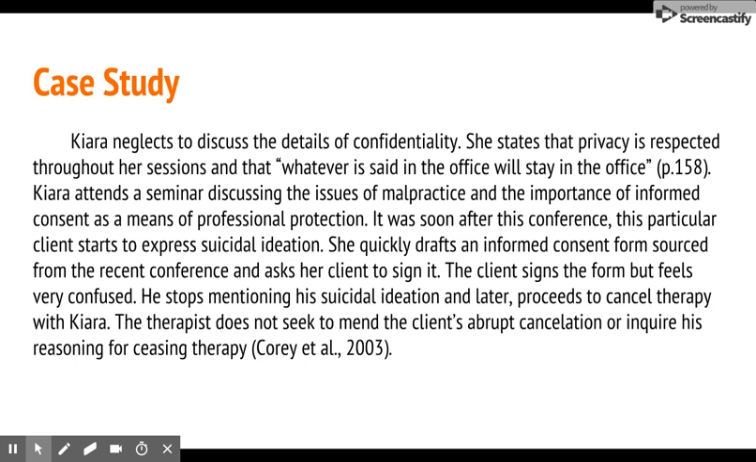It is soon after this conference that this particular client starts to express suicidal ideation. Now, Kiara hastily drafts an informed consent form sourced from the recent conference and asks her client to sign it. The client signs the form but feels very, very confused. He stops mentioning his suicidal ideation and later proceeds to cancel therapy with Kiara. Kiara does not seek to mend the client's abrupt cancellation or inquire about his reasoning for ceasing therapy.